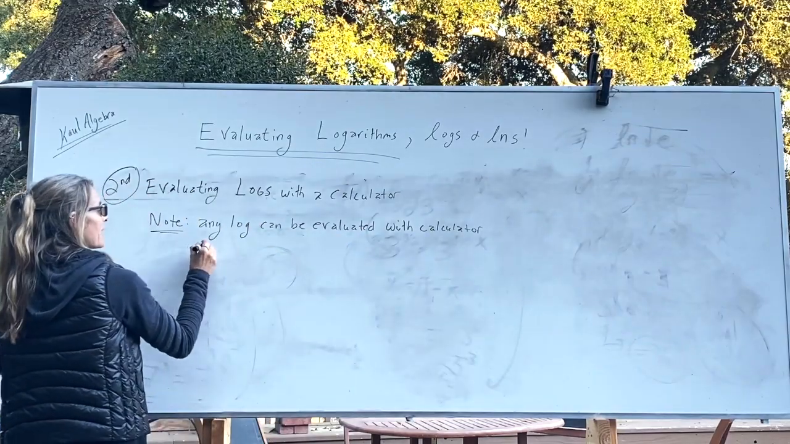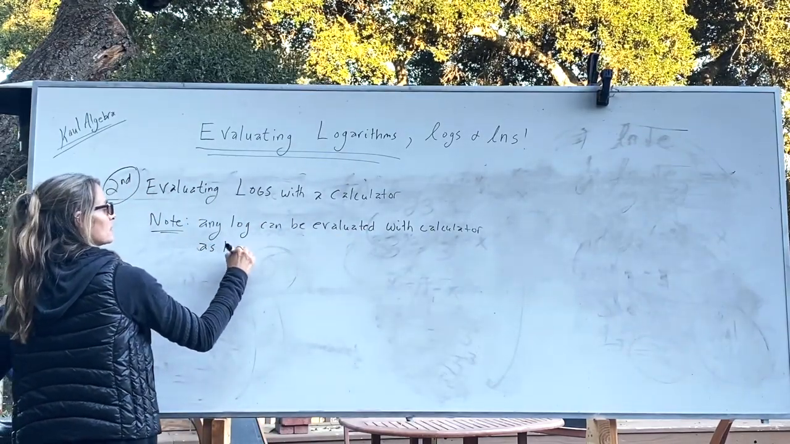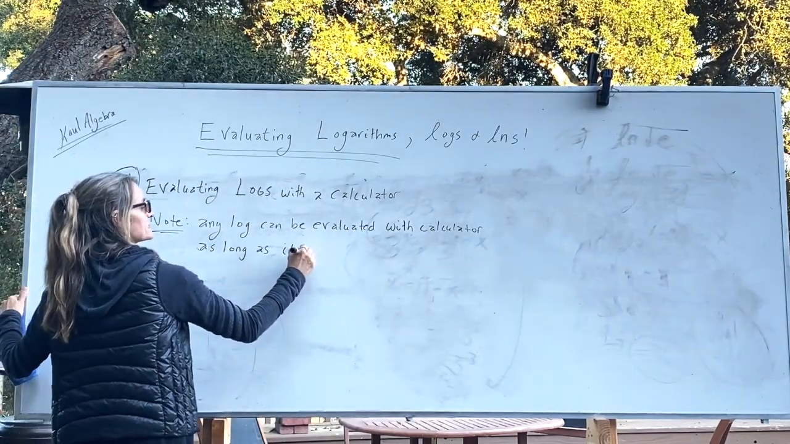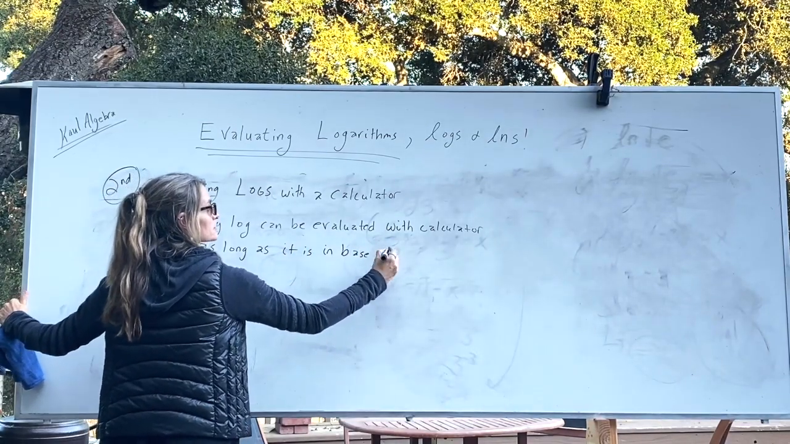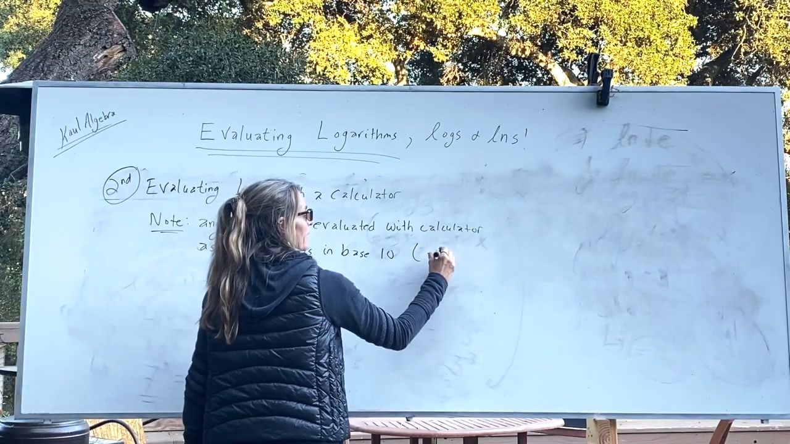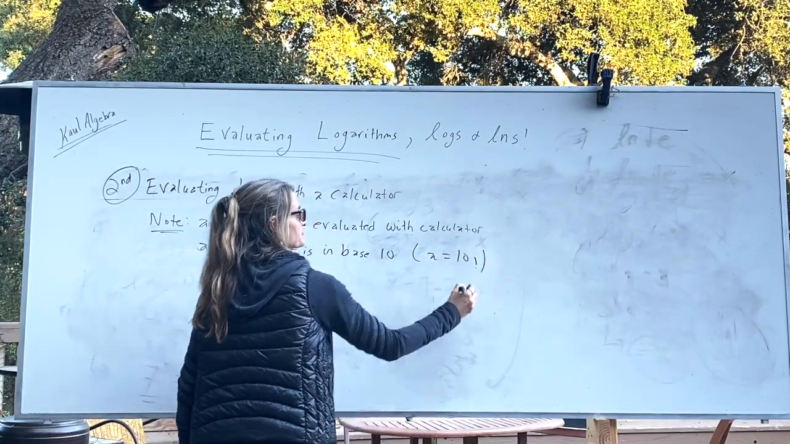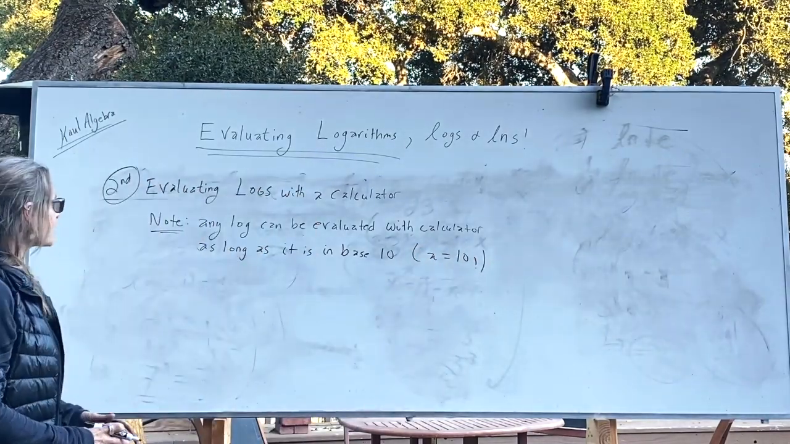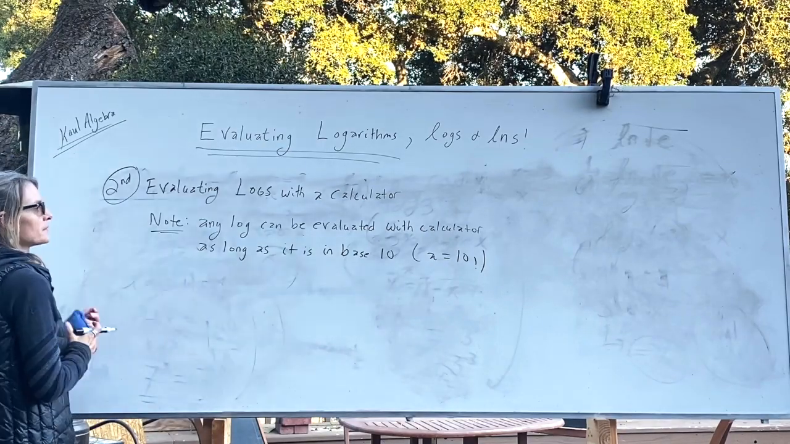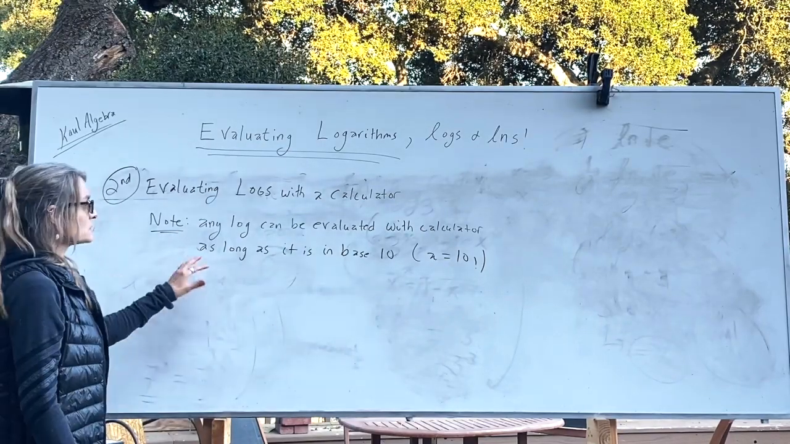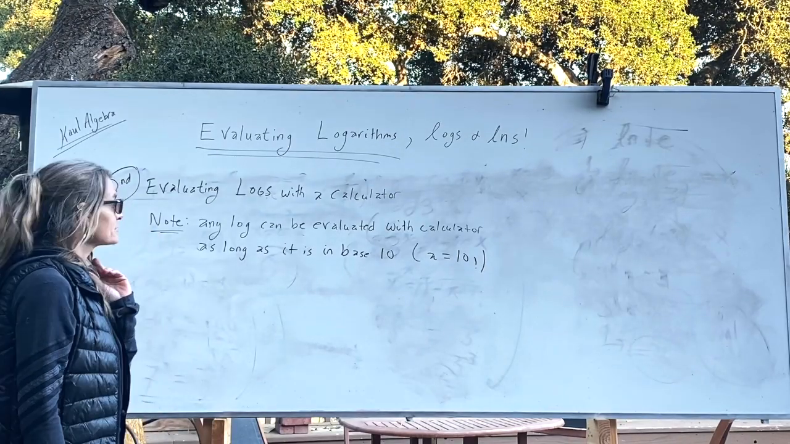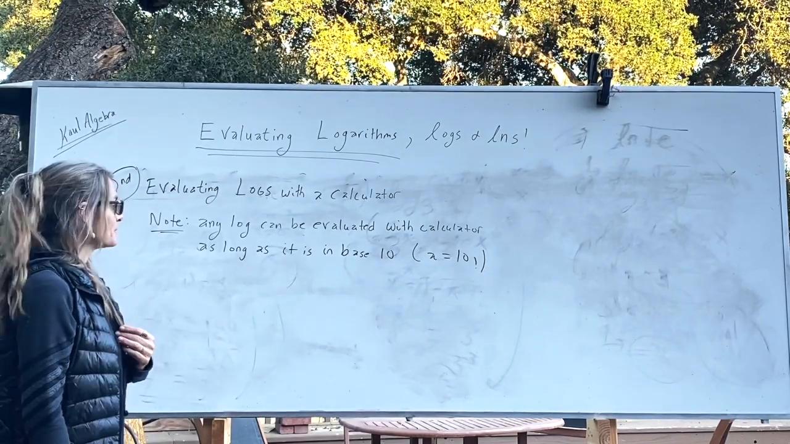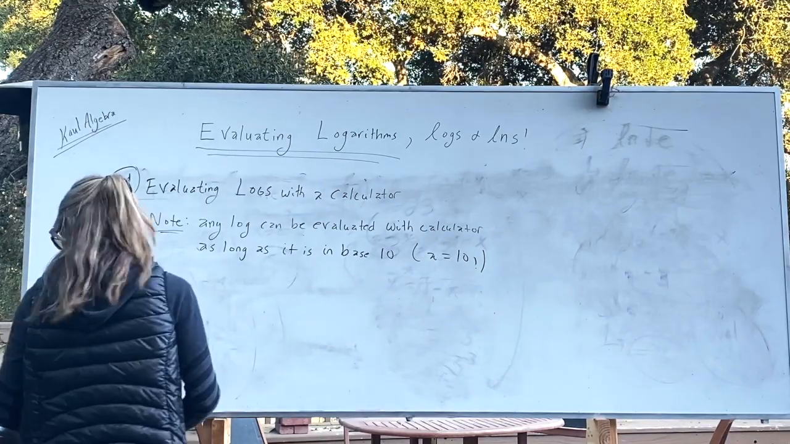As long as it is in base 10. So we need to have A equal to 10. Okay, so you could evaluate any log with a calculator as long as it's in base 10. When it's not base 10, we have something called the change of base formula to change it to base 10.